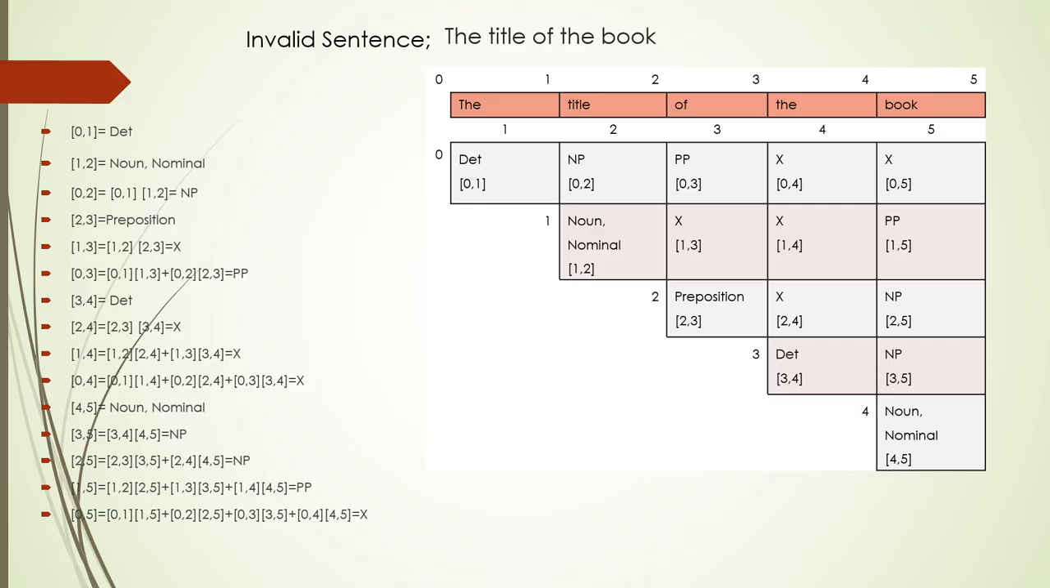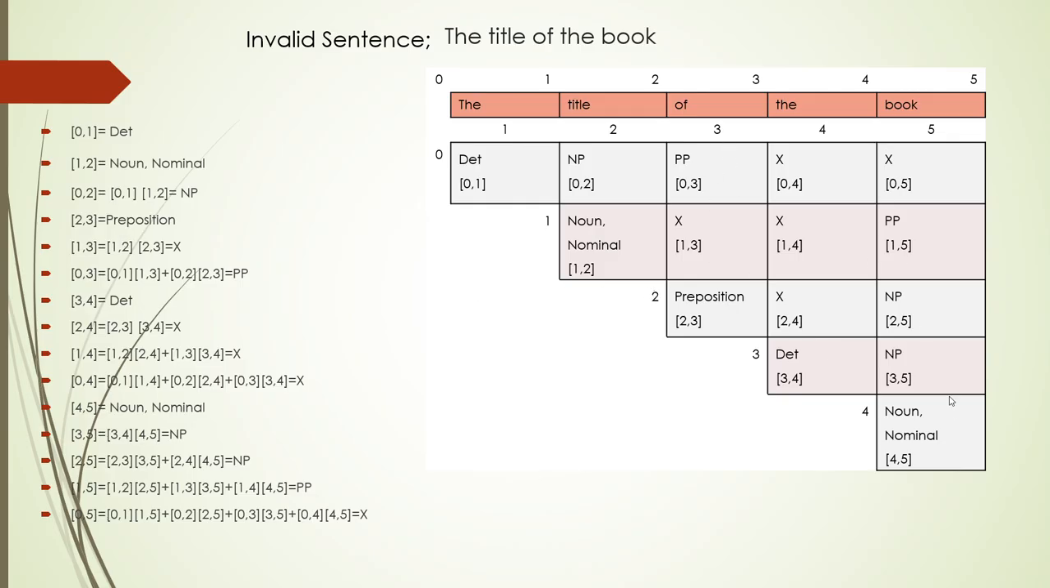Now, the invalid sentence. I used an invalid sentence with 5 words and created the table according to that. Again, indexing and starting from there, it's a determiner here. Title, it's nominal here. And for this one, I need to use 0 to 1, 1 to 2. Again, nominal and determiner has NP here, and preposition gets there.